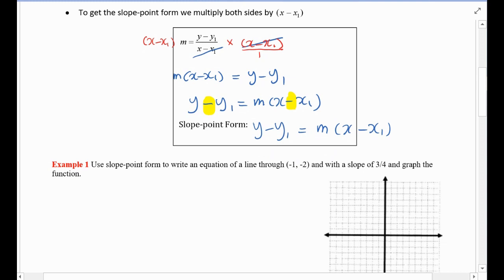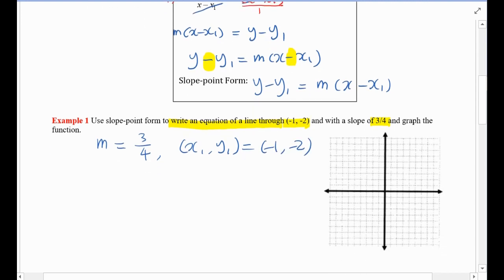So now we're going to use the formula to write an equation of a line through (-1, -2) and slope of 3 over 4. So we know that m equals 3 over 4 and (x1, y1) is (-1, -2). So we can just simply use the formula. We know the formula, y minus y1 equals m times x minus x1. So what we're going to do is plug m, 3 over 4, into m.